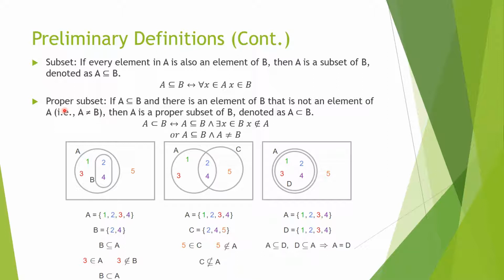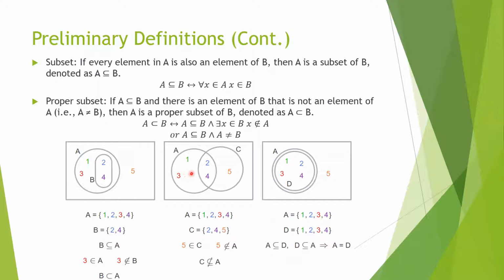The next definition is proper subset. When do we say a set A is a proper subset of B? A is a proper subset of another set B if A is a subset of B and there is an element of B that is not an element of A, which means that A and B are not equal. So for A to be a proper subset of B, two conditions must be true. First, A should be a subset of B, and second, there should be an element in B that is not in A, which means that A and B must be different in at least one element.